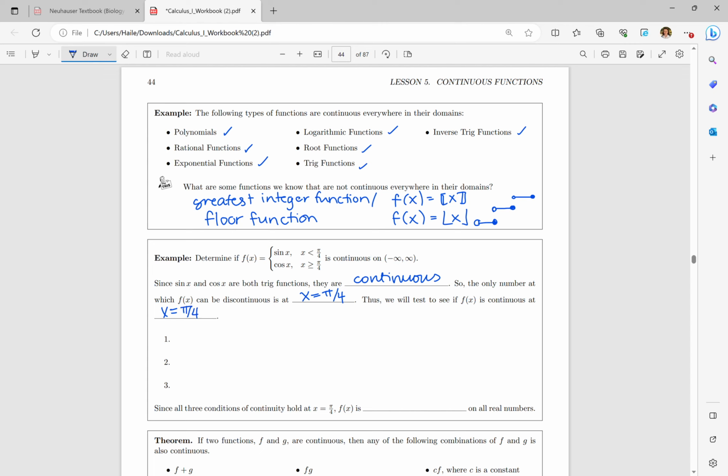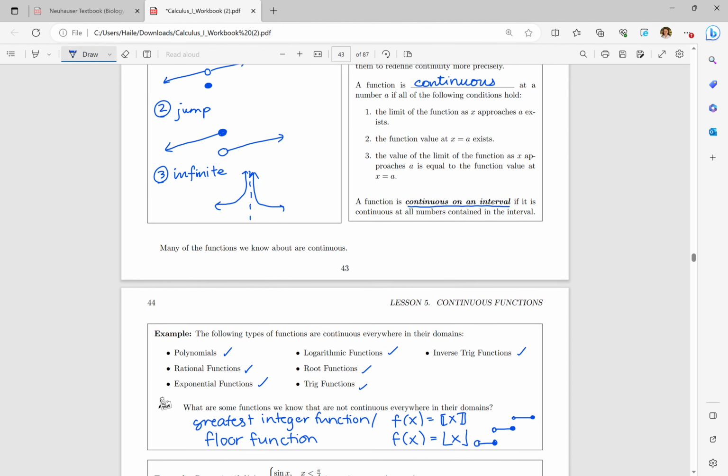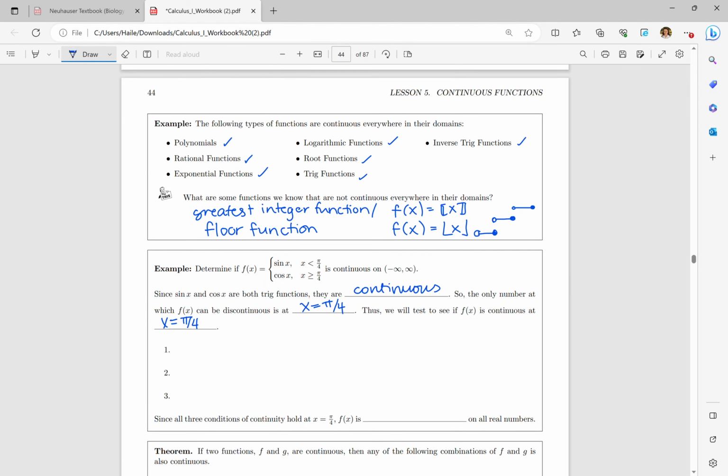Okay, so we're going to run through our three conditions of continuity. So first, we want to see that the limit of the function as x approaches a exists. So we're going to take the limit as x approaches pi over 4 of f of x. And the reason I'm only writing f of x here is because we have a piecewise function, so we need to take the limit from both sides because it could be different here versus here. Okay, so let's maybe start with the left side.